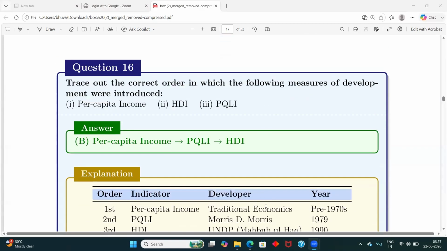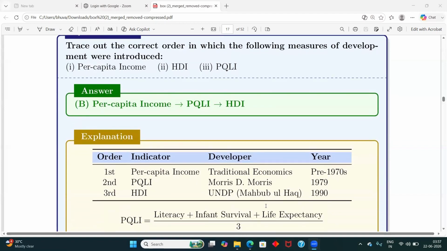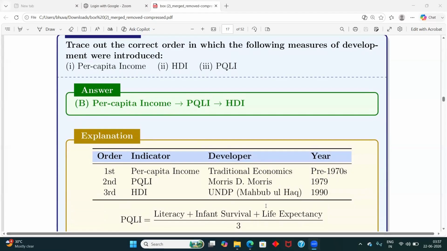Question number 16. Trace out the correct order in which the following measurements of development were introduced: per capita income, Human Development Index, and PQLI. So per capita income, PQLI and HDI.